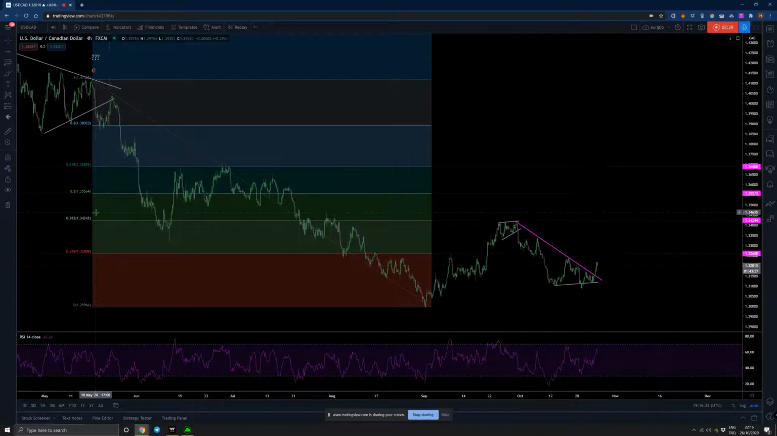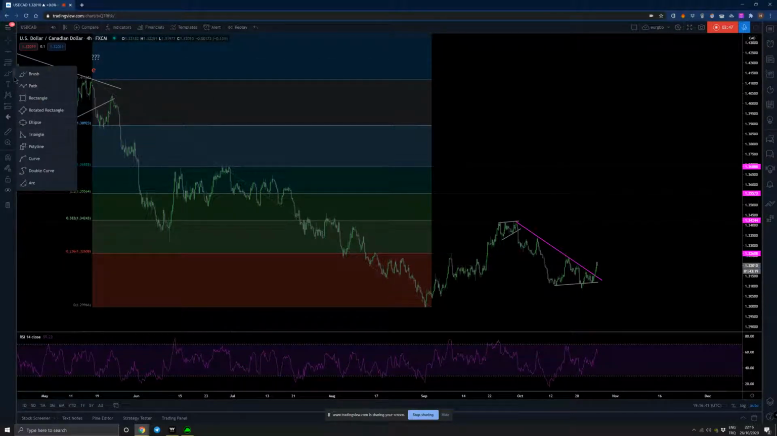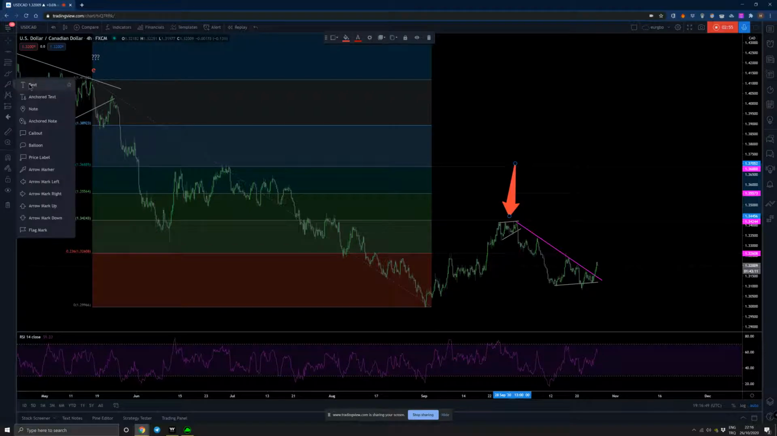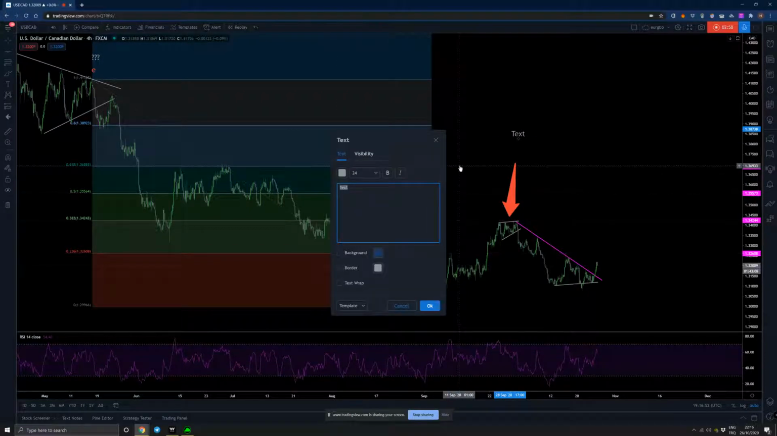Why? Let's actually identify why this was a good place to go short. I'm talking about here, yes? Let's add our text, I will write with you. So we are at a fib level. This is also a structure level. We are making a triangle.